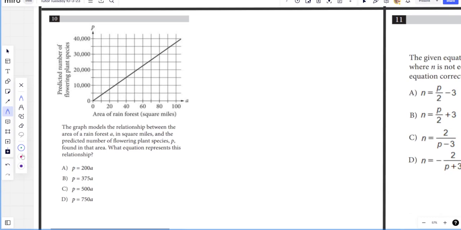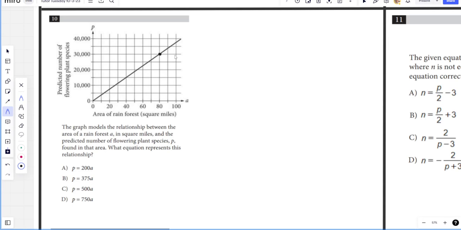Question number 10. The graph models the relationship between the area of a rainforest A in square miles and the predicted number of flowering plant species P found in that area. What equation represents this relationship? This one's not too bad. We can figure out the slope pretty easily, and there's no intercept because it passes through 0, 0.